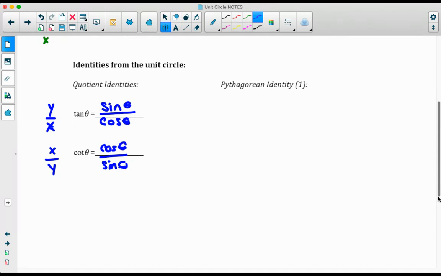Okay, so our Pythagorean identity for this last one. Well, what's Pythagorean? You hear the word Pythagorean, what do you think of? You think of the Pythagorean theorem. The Pythagorean theorem applies to all right triangles. And on our unit circle, we have all of these right triangles. What are they? Based on x, based on y, and of course, based on our radius. So our Pythagorean theorem tells us that x squared plus y squared is equal to r squared, right? True for every single right triangle.